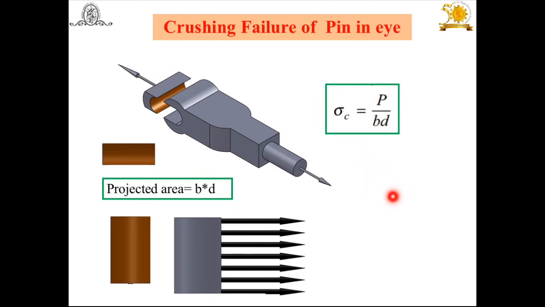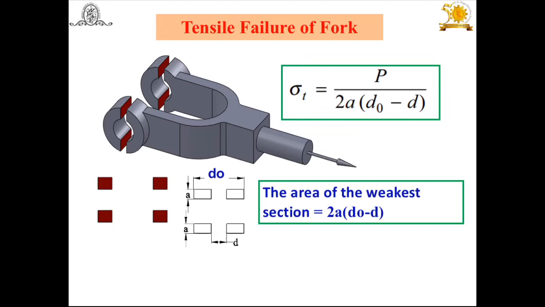This crushing stress should be less than the permissible or allowable crushing stress or compressive stress. Now let us see the other part, that is the fork. Same way as the eye, the fork is subjected to this axial tensile force, so we have to find out the tensile stresses induced in it, because it is going to fail against this. The tensile failure of the fork, that we have to check. How to find out the tensile stresses induced in it?